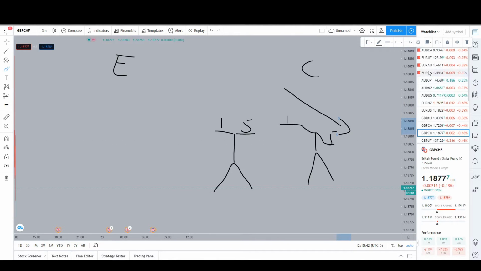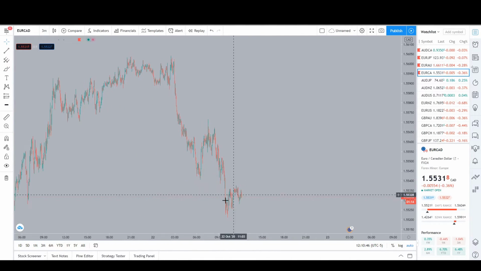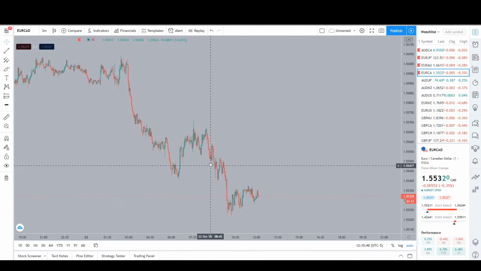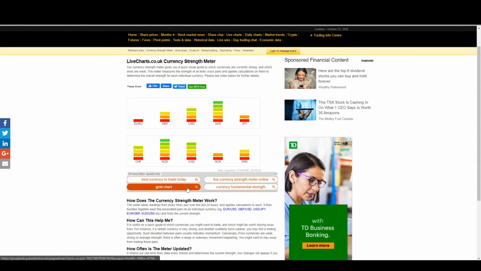So if we go over to EURCAD here, we can see that it is currently in a downtrend, right? So once again, this is just an easy way to predict and describe market trends that are currently going on. Now we're going to do one last example of a pair that has even bars. Okay, so we'll do AUD NZD.